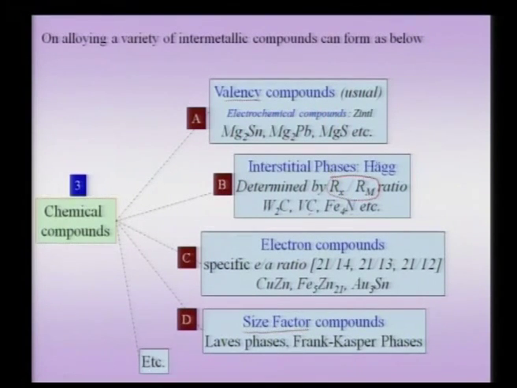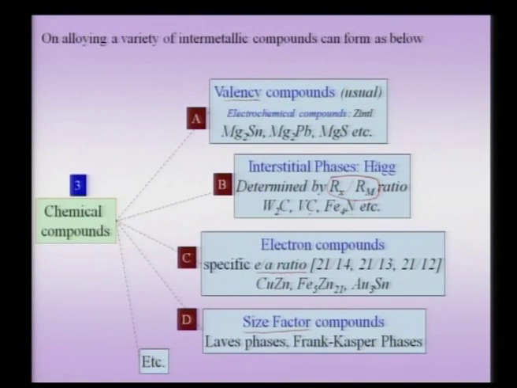And in the context of electronic contribution, there is one other parameter which is very important, which is the e by a ratio. So, we have very many types of compounds and the galaxy is very large, but we are taking a small sampling here to understand some of the concepts. So, the sampling here includes, for instance, A, valency compounds, B, interstitial phases, which are sometimes called the Hägg phases, C, electron compounds, D, size factor compounds, and the list is very large.